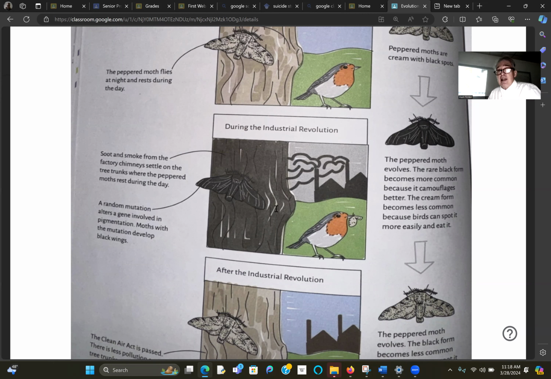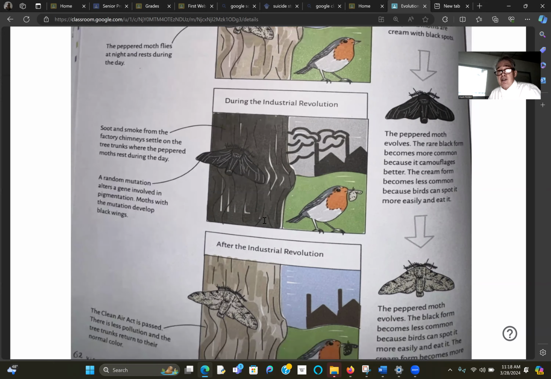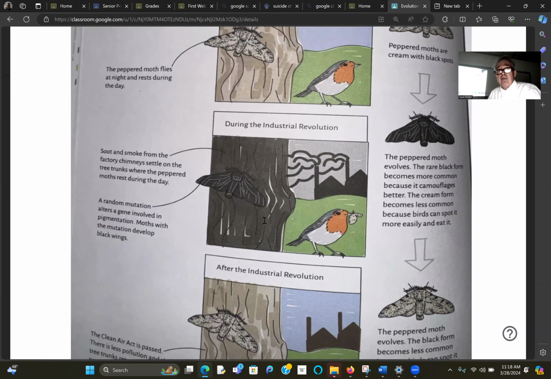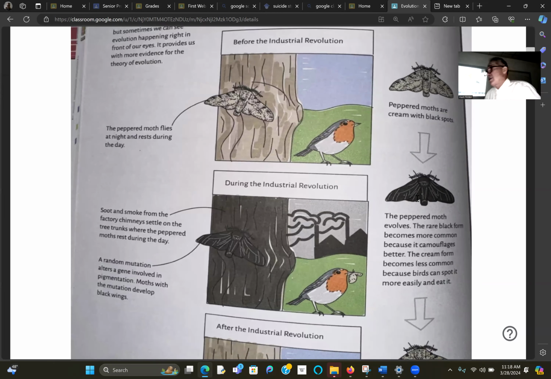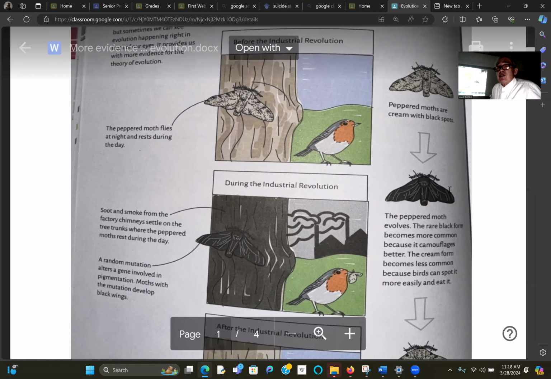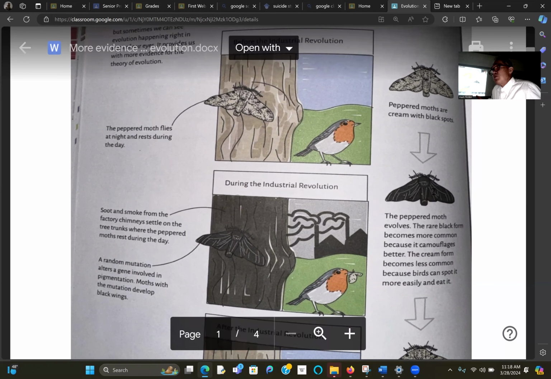And so what then happened is, the moths started out as peppered, but a few of the moths had a random mutation. A mutation is when one of the genes is changed by whatever. And some of these random mutations caused the moths to become a black color. So there were a few black moths.